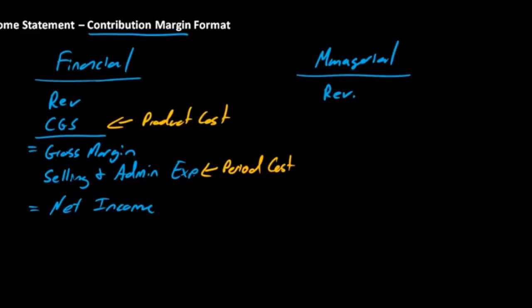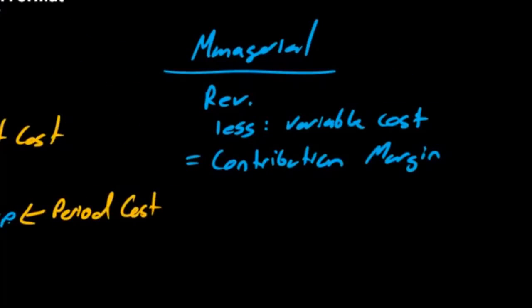So with contribution margin format, we're going to take all of this revenue and then we're going to subtract out the variable cost. And that's going to give us something called the contribution margin. And contribution margin is basically the amount that is available to cover fixed costs. So after you paid all your variable costs, how much is available to cover fixed costs, and then ultimately how much is available for profit? So we take out all the variable costs and then we get our contribution margin. Then we take out all of our fixed costs and that will give us our net income.